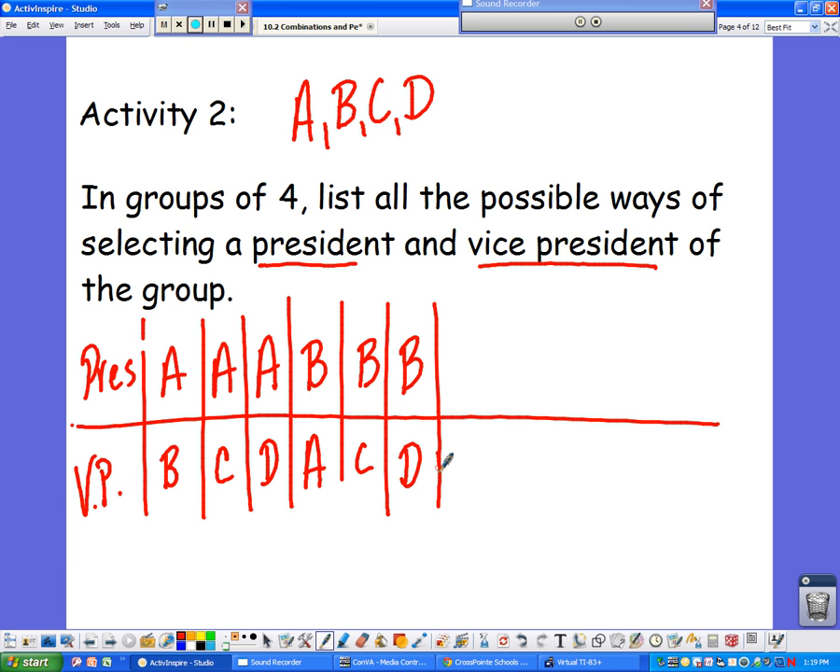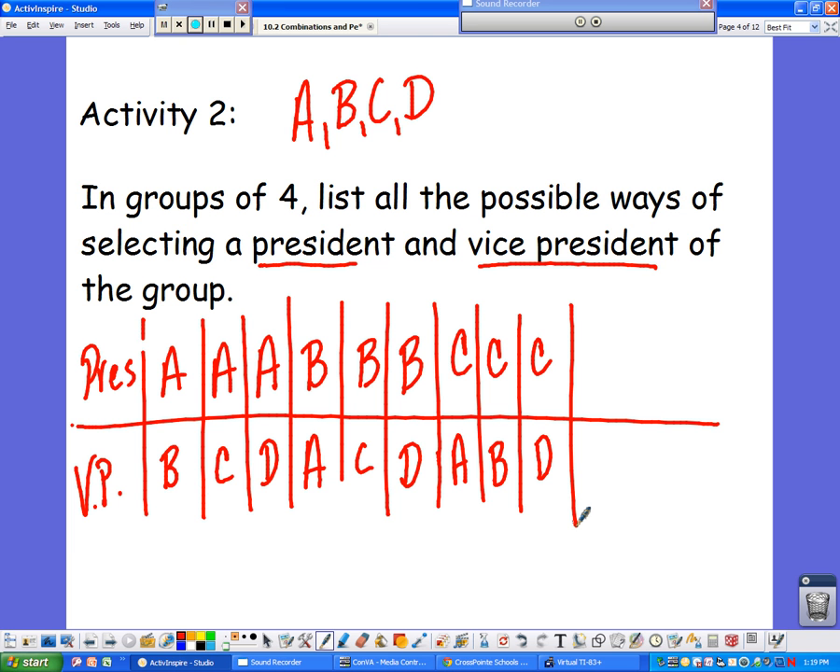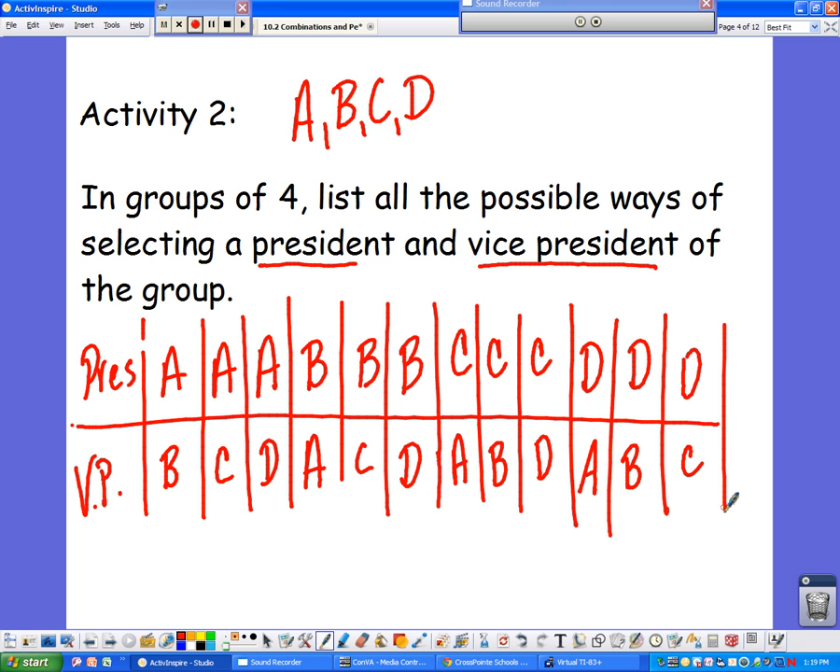So we'll do these real quick. If I have C, then I can have A be the vice president, I could have B be the vice president, or I could have D be the vice president. And my last combinations would be if person D is elected president, then I can have person A be the vice president, person B be the vice president, or person C be the vice president. Okay? And if I count all of those ways, 1, 2, 3, 4, 5, 6, 7, 8, 9, 10, 11, 12. I have 12 different combinations that I can actually come up with when I'm solving those.